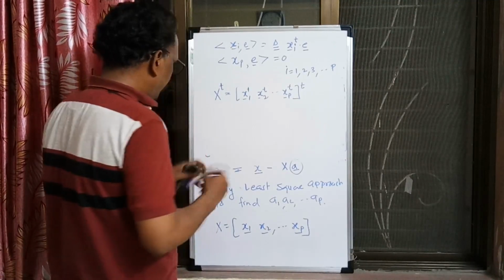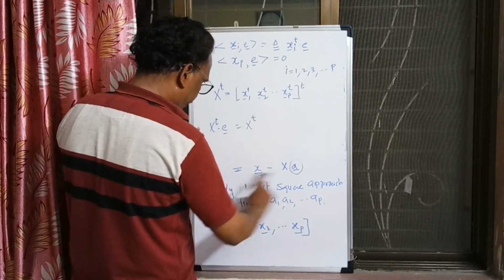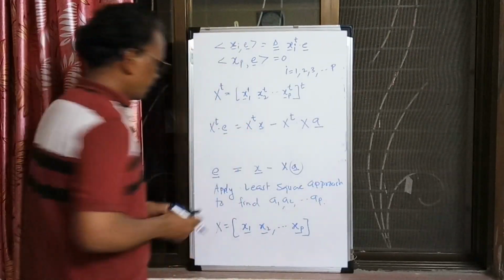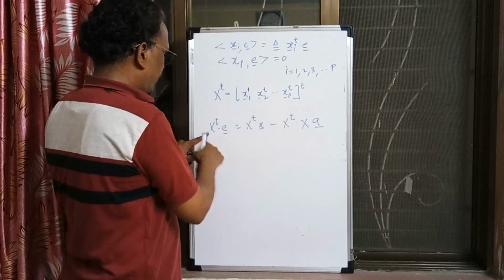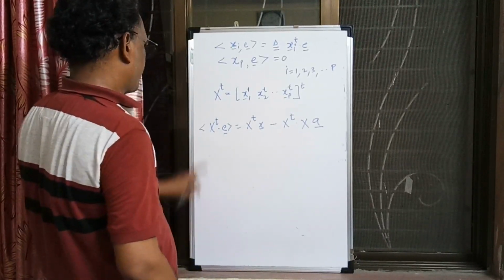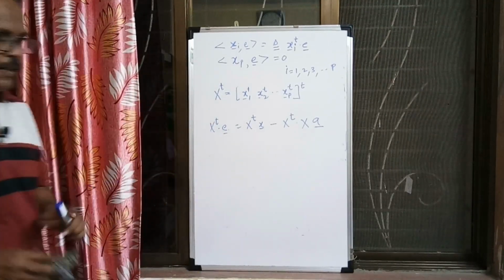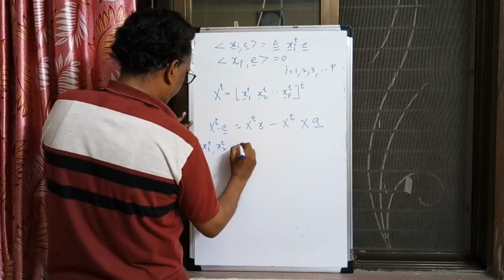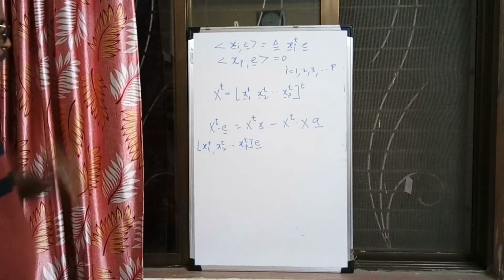By assuming that, I will take this equation and multiply it by X transpose, so we get X transpose X A and X transpose E. If I multiply by X transpose, what happens to X transpose E? X transpose is x1 transpose, x2 transpose, up to xp transpose, multiplied by E, which is a vector.